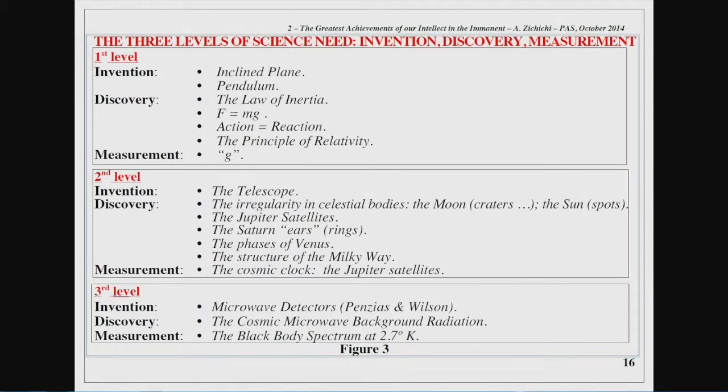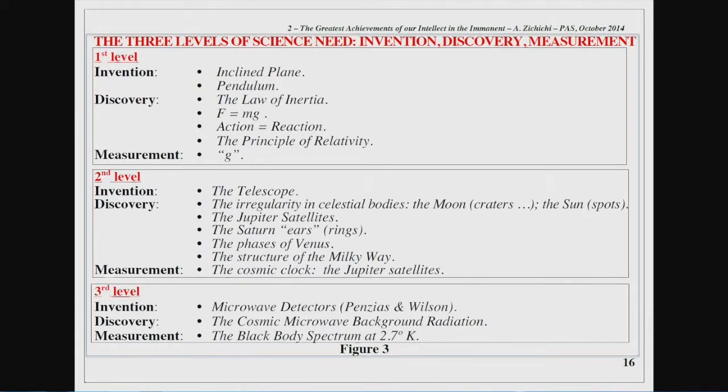At the second level of scientific credibility, the invention is the telescope. With the telescope, Galilei discovered the irregularities in celestial bodies like the moon, the sun, the Jupiter satellites, the Saturn ears, which are now called rings, the phases of Venus, the structure of the Milky Way, and he measured what can be called the cosmic clock, namely thanks to the Jupiter satellites.